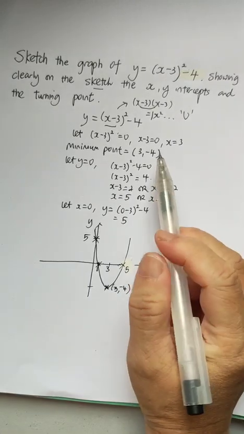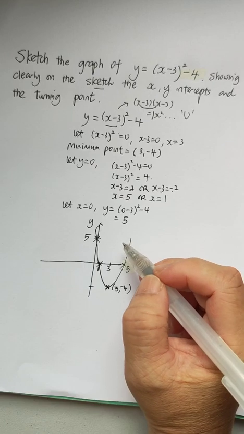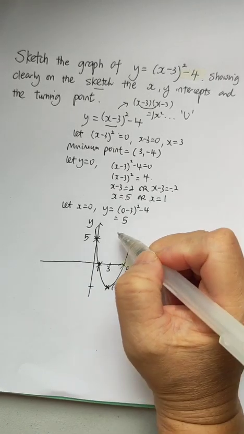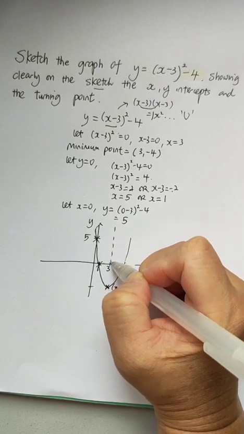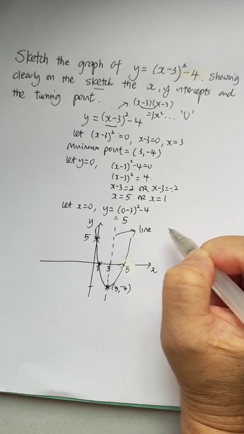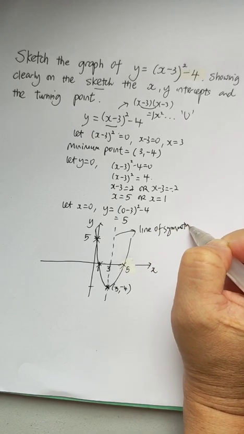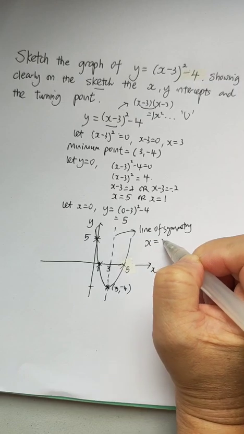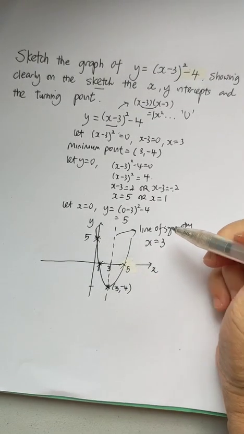In this question, I did not actually ask for the line of symmetry. Just remember, the line of symmetry will always pass through your turning point. In this case, the x-coordinate of your turning point is 3, so the line of symmetry will pass through here. This is your line of symmetry in case the question asks for it. What will be the equation of the line of symmetry? It will be x equals 3. This is how you solve this kind of question. That's it.